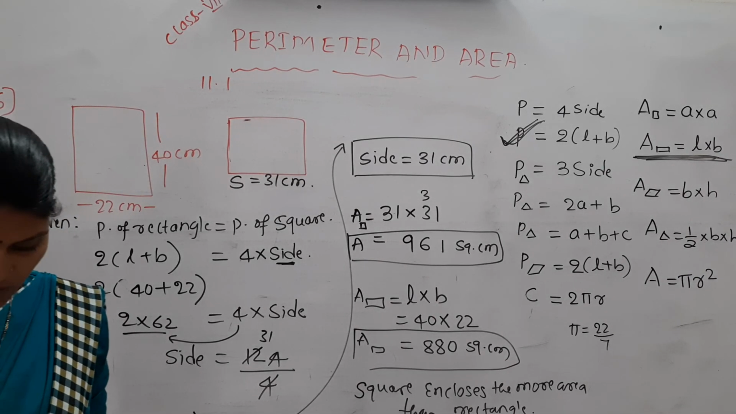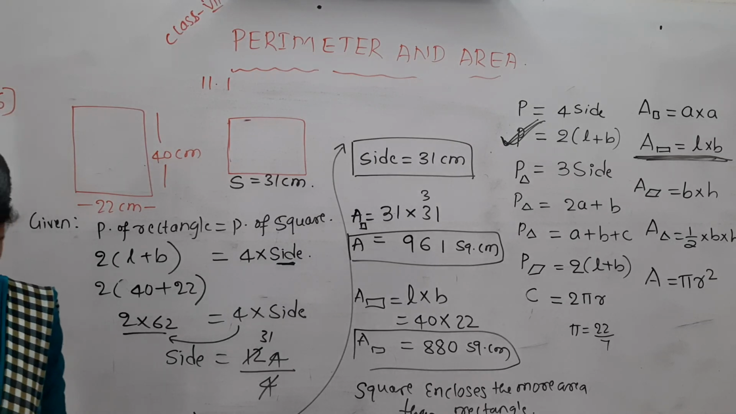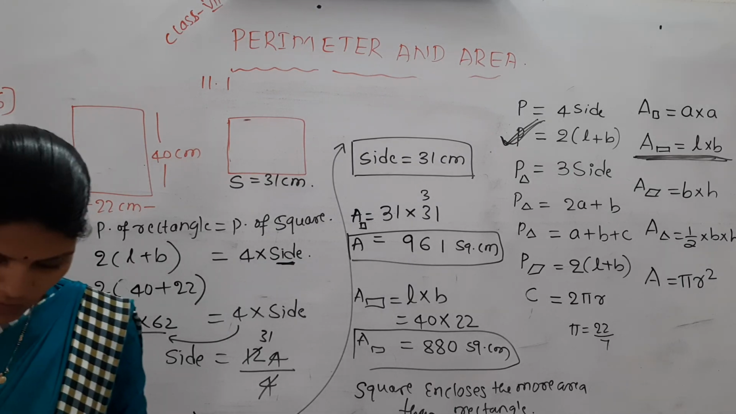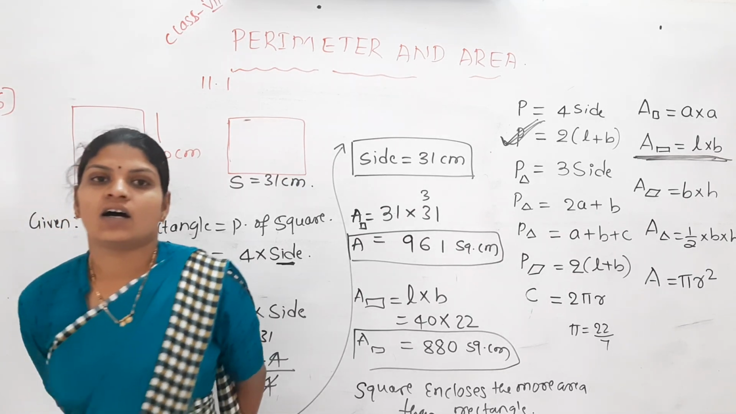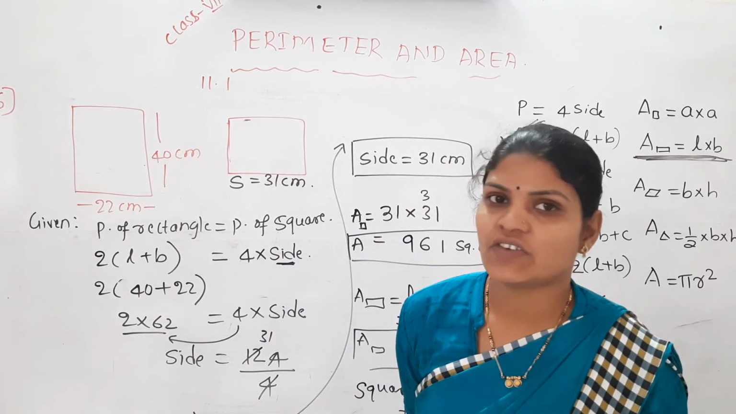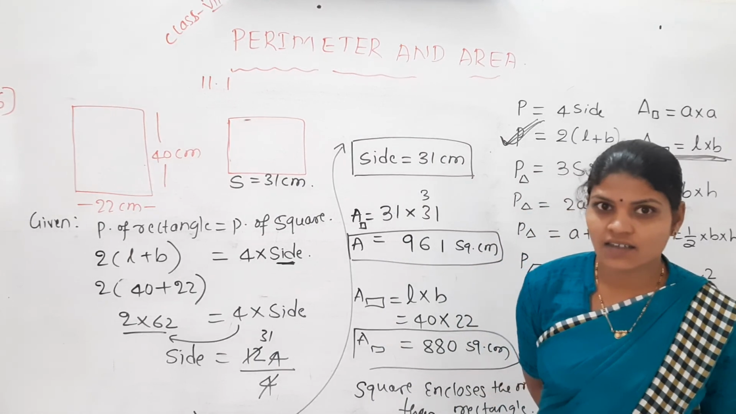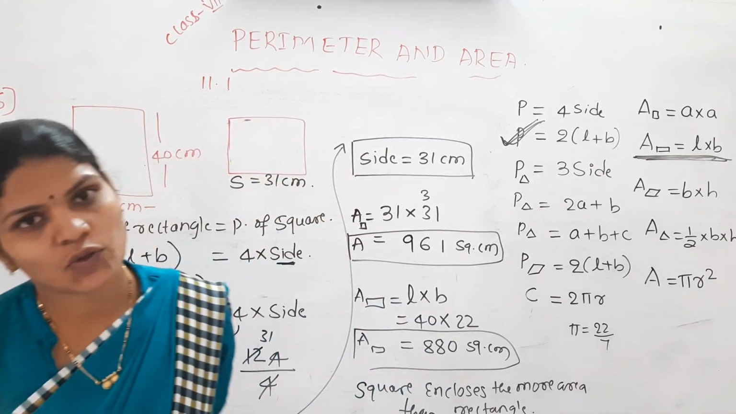Then a door of length 2 meter and breadth 1 meter is fitted in a wall. The length of the wall is 4.5 meter and the breadth is 3.6 meter. Find the cost of whitewashing the wall if the rate of whitewashing is 20 rupees per meter square. This is a little bit lengthy, but I want to give it as homework. Will you try this one? If you do not get the answer, you have to call me. Then I will take this one in tomorrow's class.